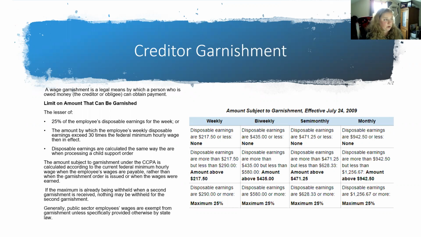So real quick, creditor garnishments, the most common ones, they generally take 25% of disposable earnings. And this is what Angela was talking about, where the employee has to be able to take home 30 times the federal minimum wage or state minimum wage, whichever is higher. And so you have to allow them to take home at least that much.